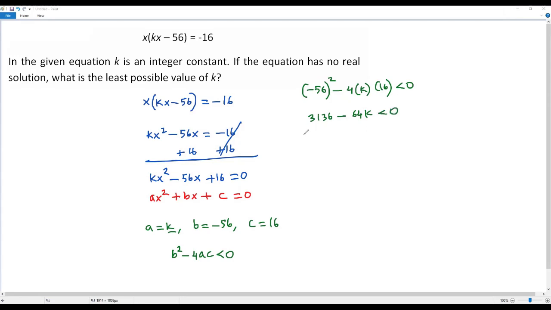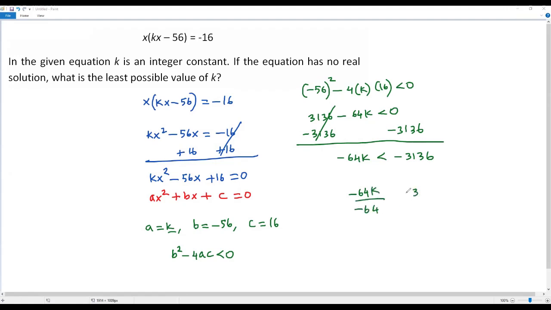Now let me subtract 3136 from both sides. My aim is to solve for k. When I do so, the 3136 cancels out on the left, and I get -64k < -3136. Now let me divide both sides of this equation by -64 to get rid of the -64 multiplied by k. In an inequality, whenever I multiply or divide both sides by the same negative number, I have to flip the inequality sign.